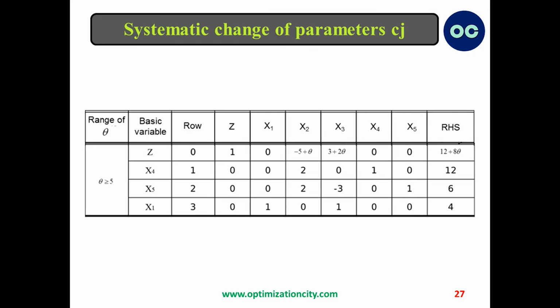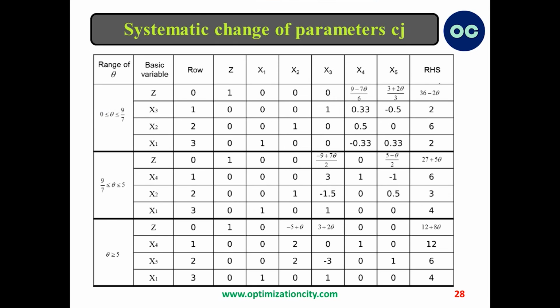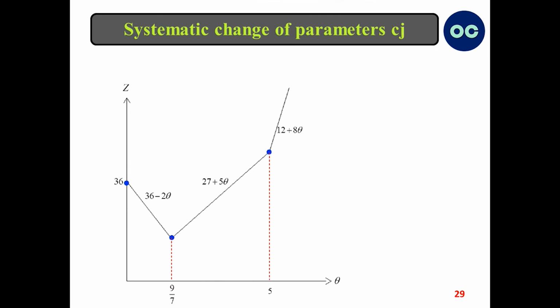The overall result of this procedure for various theta is summarized in this table. So depending on the value of theta, you can pick one of these three tables. Also, the value of the objective function as a function of theta is depicted here. So you can see that if theta is equal to 9/7, you have the minimum objective function.